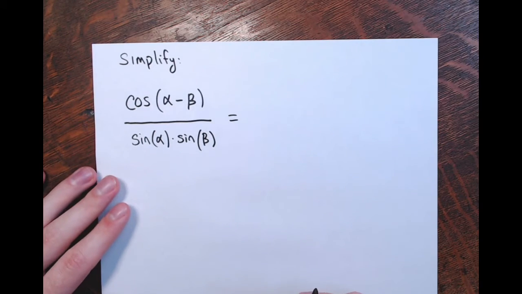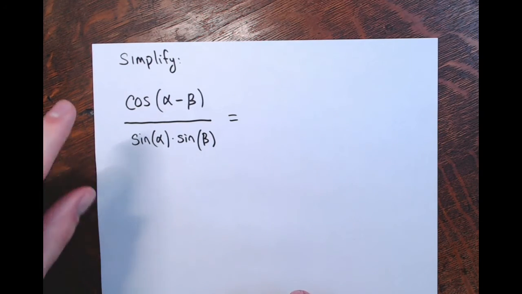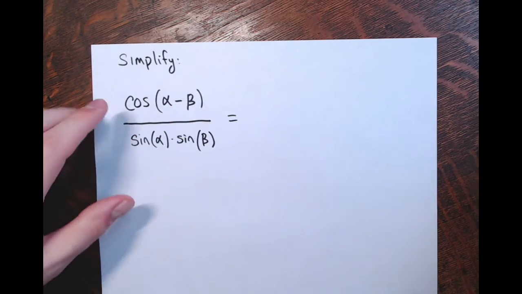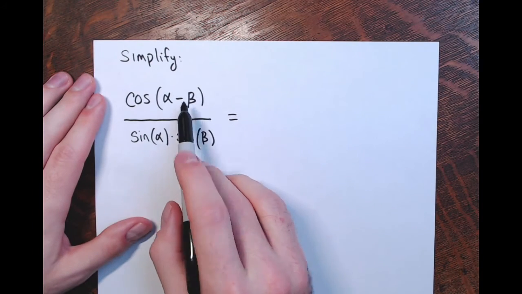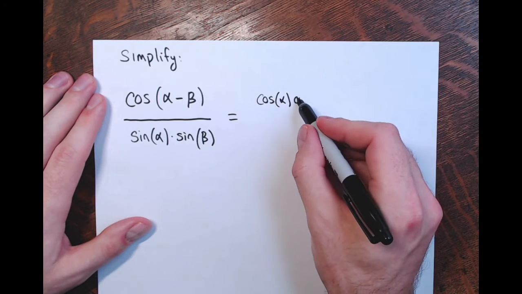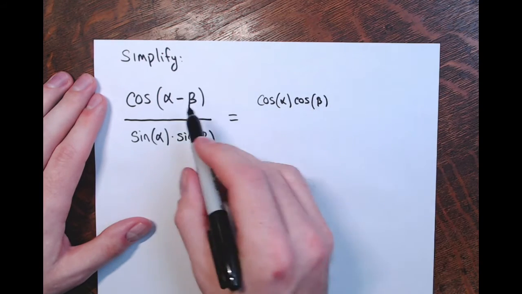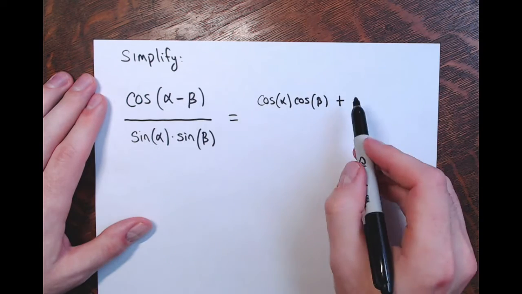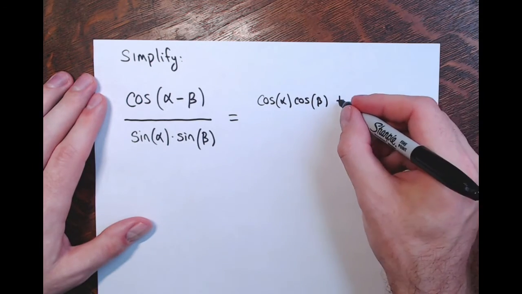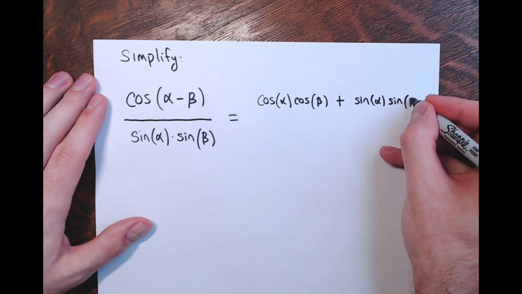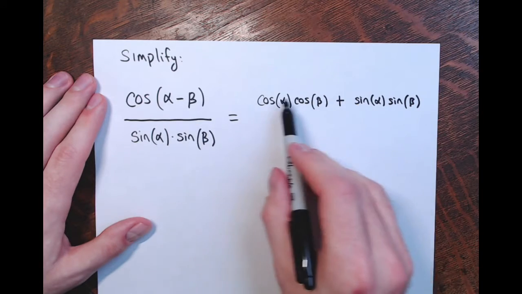All right. Now, I just showed you how to rewrite an equivalent expression to the cosine of a difference of two angles. So remember, the cosine of alpha minus beta is the cosine of alpha times the cosine of beta, and then plus. The cosine of a difference is a sum. Then plus the sine of alpha times the sine of beta.